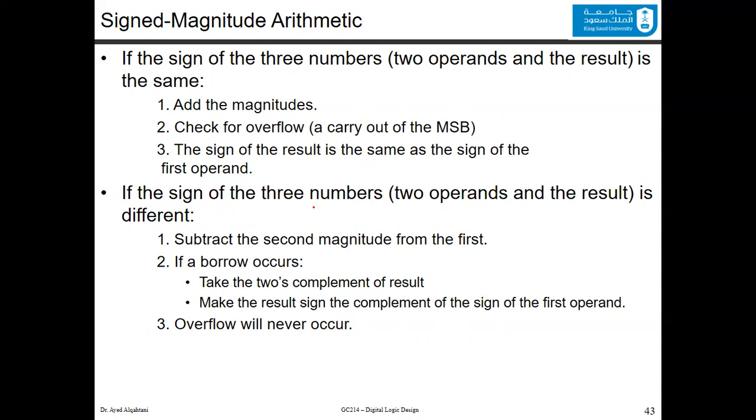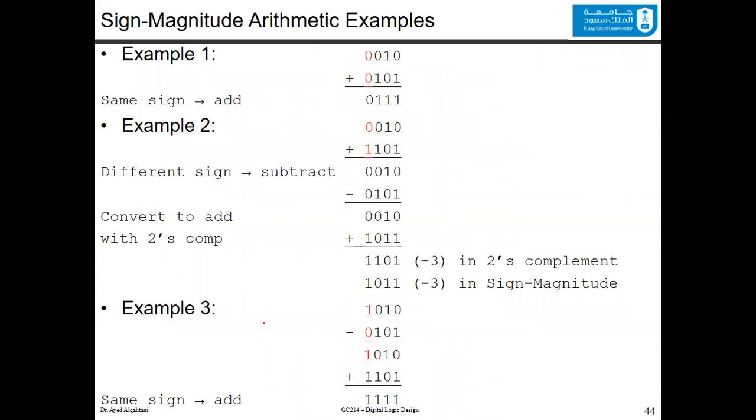Now, if the signs of those three numbers, two operands and the result, are different, then you subtract the second magnitude from the first. If a borrow occurs, you take the two's complement of the result. You make the result sign the complement of the sign of the first operand. Since the signs are different, the overflow will never occur.